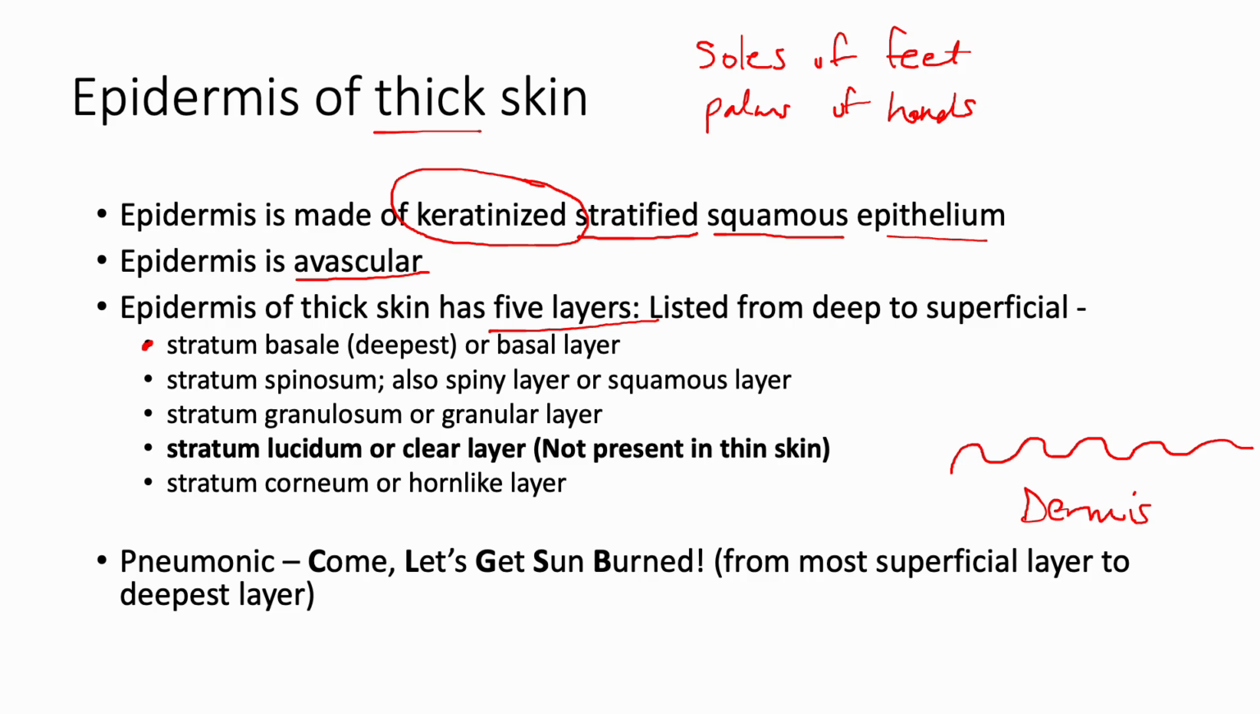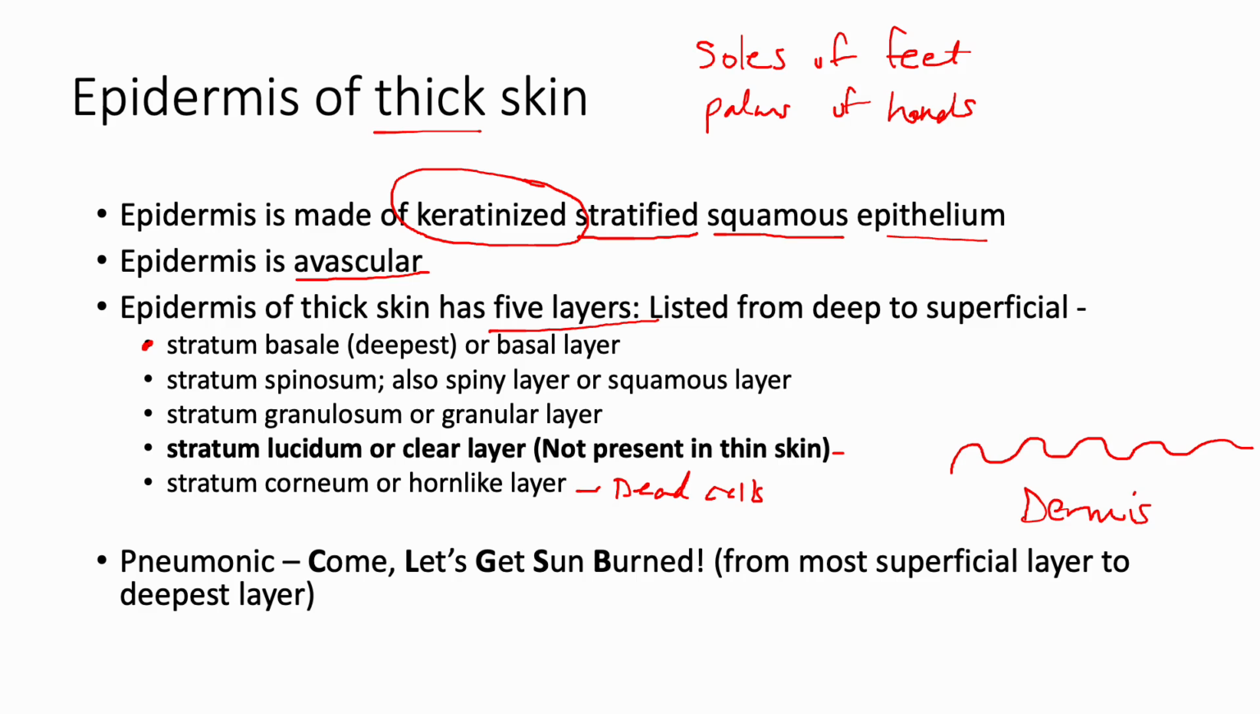And then I have this layer bolded, stratum lucidum, or the clear layer, because it's the one that is not present in thin skin. So thin skin has all the other 4 layers. And then the most superficial, or the top layer, would be stratum corneum. Corneum means horn, right? So this is the horn-like layer. We'll talk about this more, but this layer is actually a layer of keratinized dead cells. These cells are no longer living.